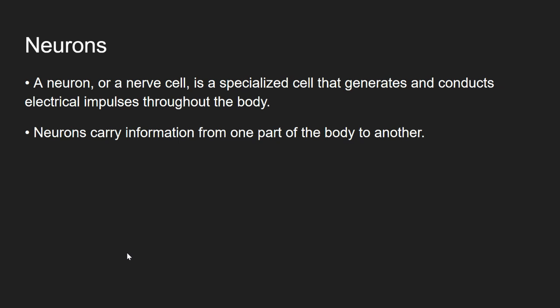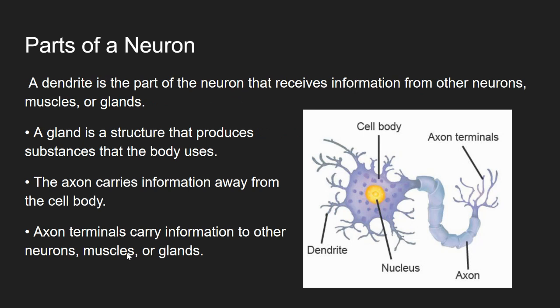Now, a neuron is a nerve cell and is a specialized cell that generates and conducts electrical impulses throughout the body. Neurons carry information from one part of the body to another. A dendrite is the part of the neuron that receives information from other neurons, muscles, or glands. A gland is a structure that produces substances that the body uses. The axon carries information away from the cell body, and axon terminals carry information to other neurons, muscles, or glands.